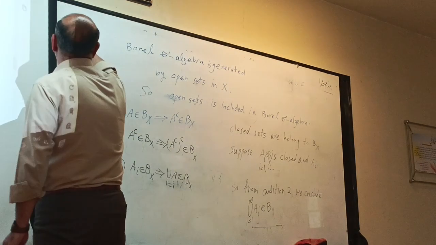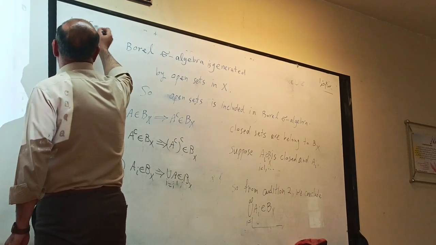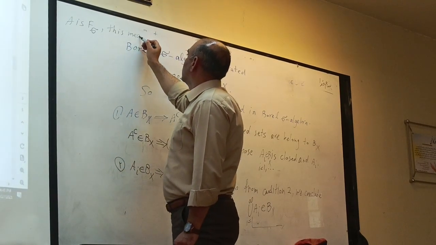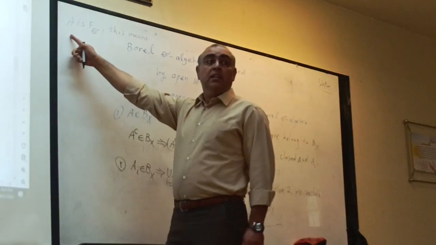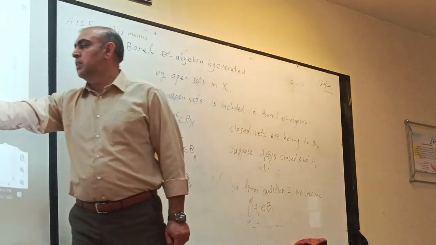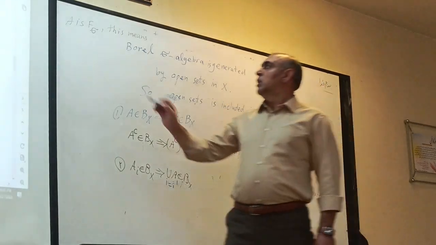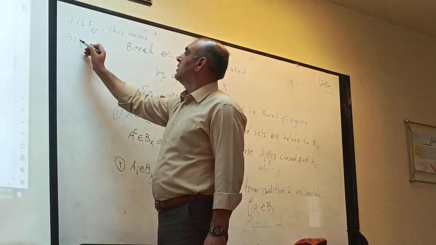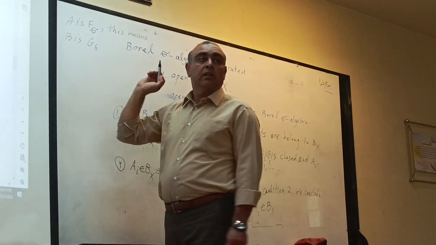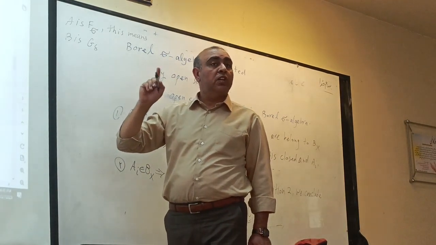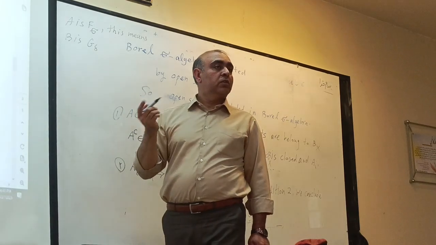So, if A is F sigma, this means A is a countable union of closed sets. If B is G delta, it means B is a countable intersection of open sets. Okay.